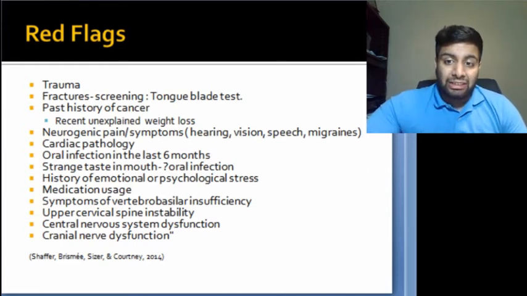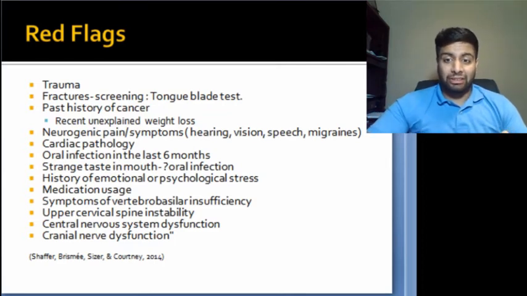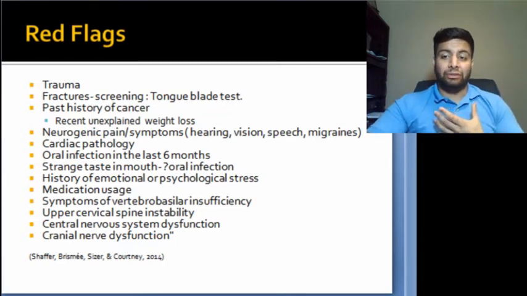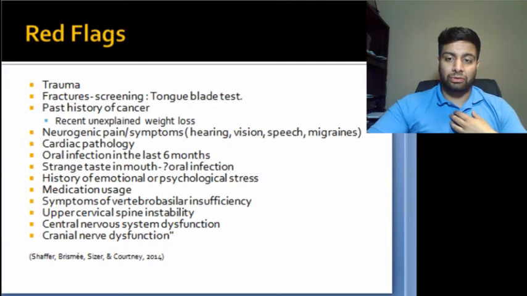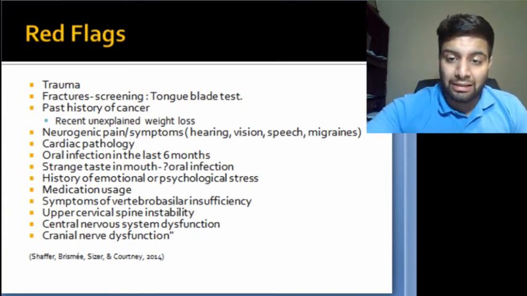Any medication usage, symptoms of vertebral-basal insufficiency is very important, and upper cervical insufficiency is also a red flag. Central nervous system dysfunction and cranial nerve dysfunction is also a red flag as well. So just clear that up with them if they have any history with that.